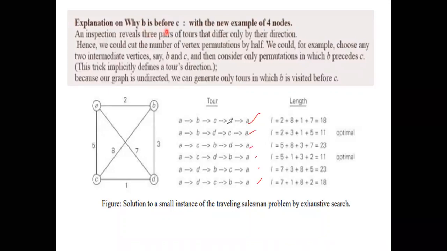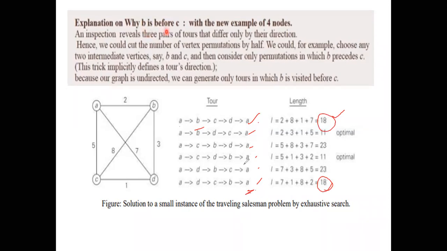Correct? So A to B, then B to C, C to D, and so on. The distance has also been given, and the cost has also been computed. The total cost taken over here is so and so. If you observe the first path and the second path, the total cost is the same. So 18 and 18. Why is it so?